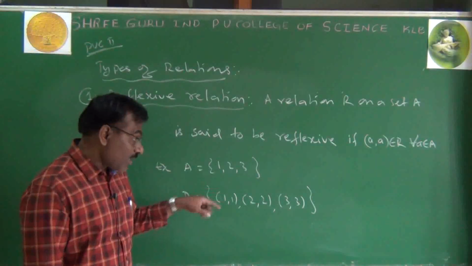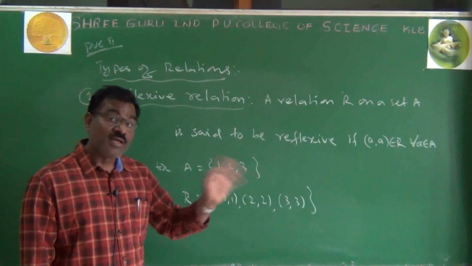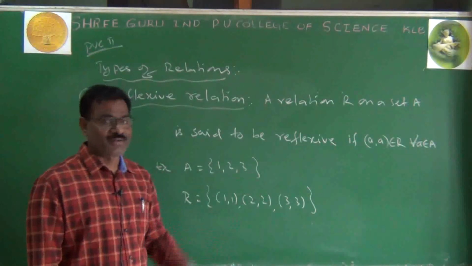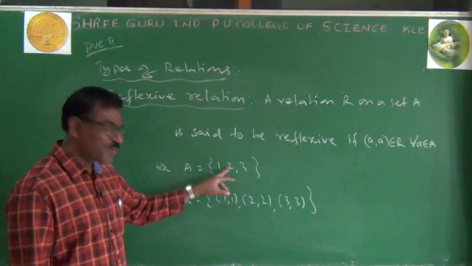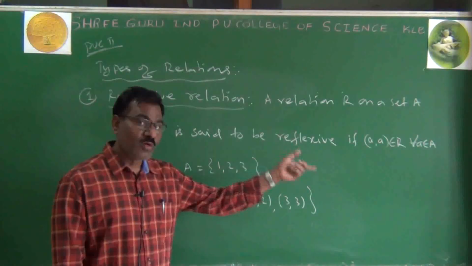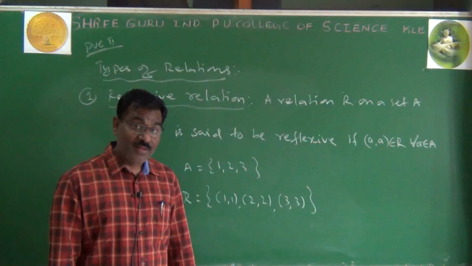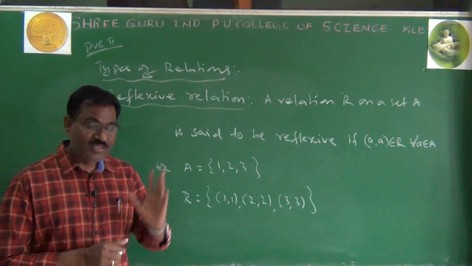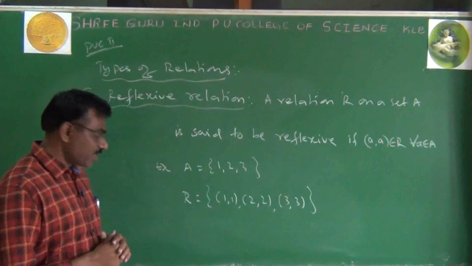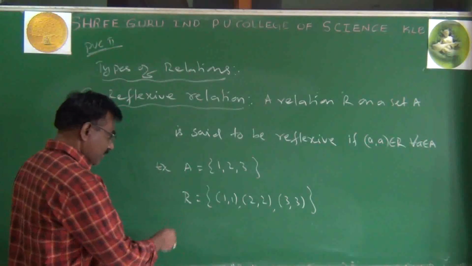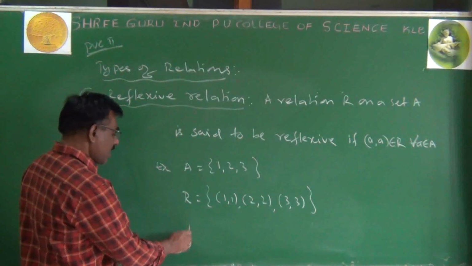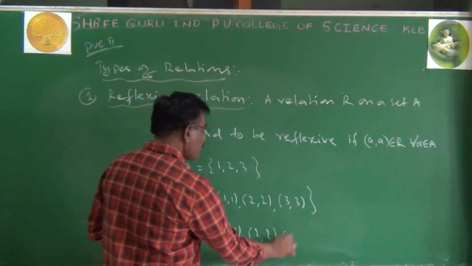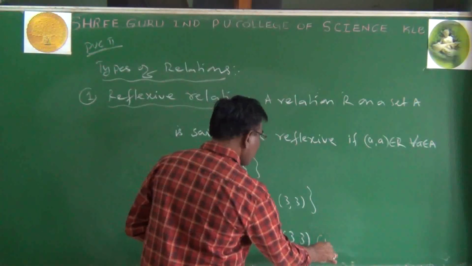Be careful. Every element of set A is related. So 1 is (1,1), 2 is (2,2), 3 is (3,3). Even if 4 is there, (4,4) also comes. This is one example. But students have some doubts. What are the students asking? Sir, is it possible that R equals {(1,1), (2,2), (3,3), then (1,2)}?